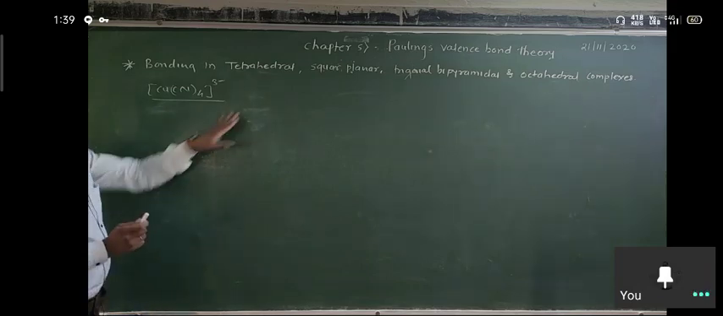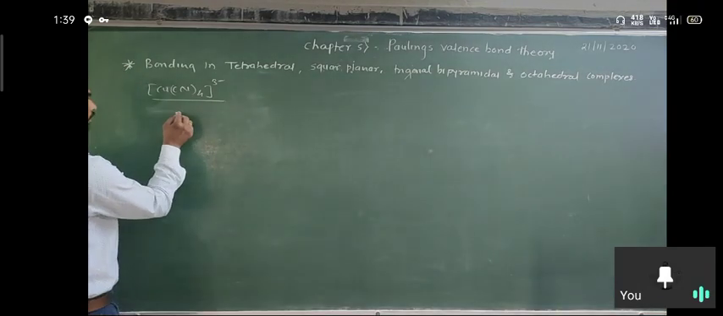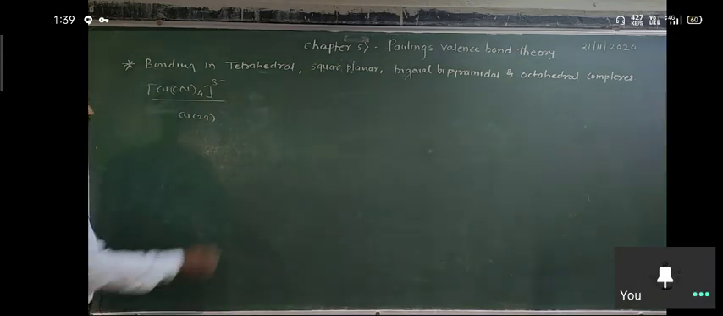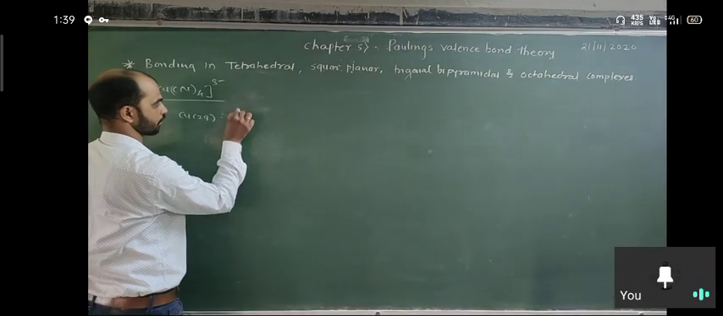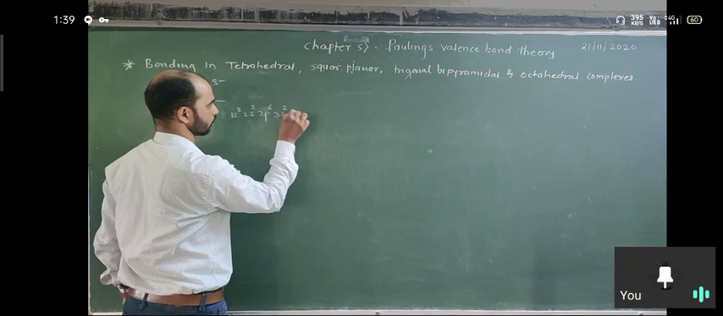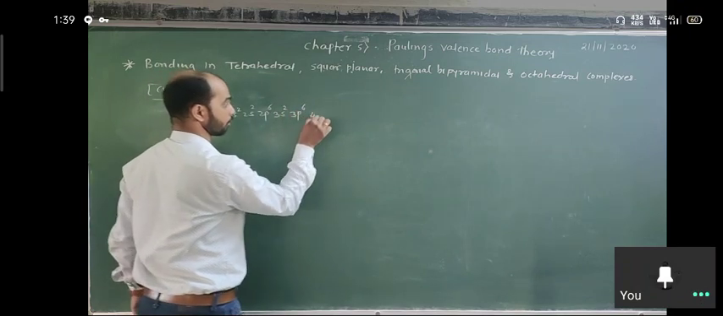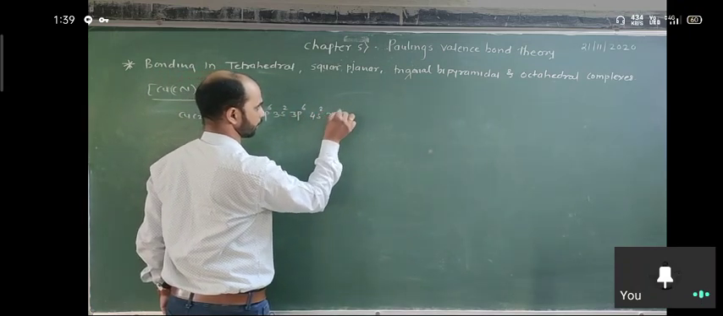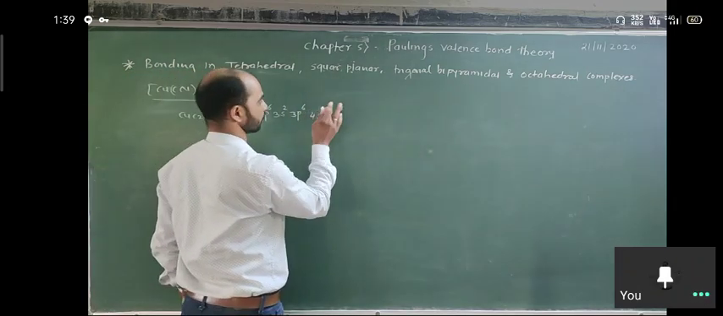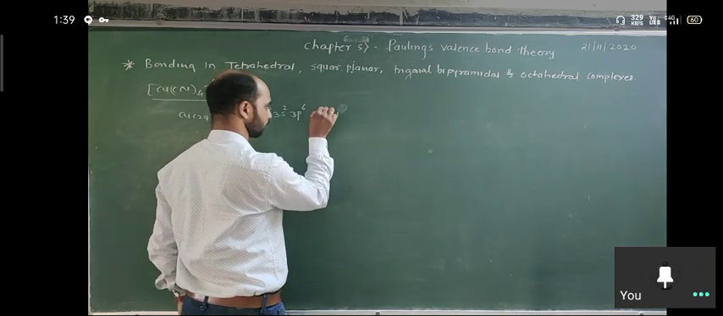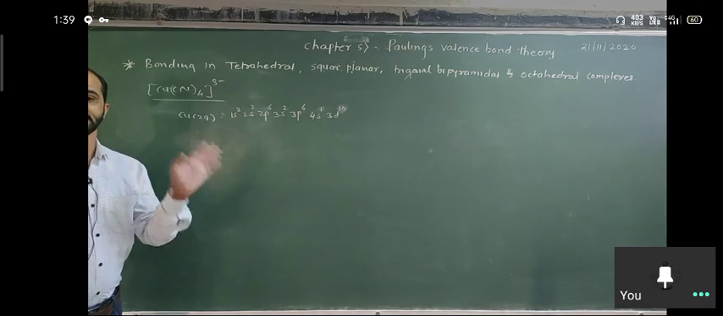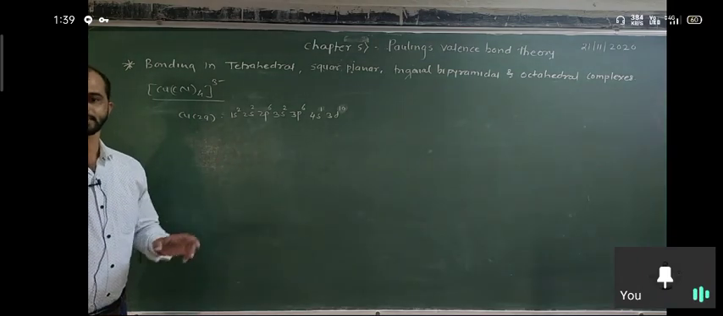So first of all we write the atomic number. Cu is 29, and the electronic configuration is 1s2, 2s2, 2p6, 3s2, 3p6, 4s2, 3d9, right? But actually we write it as 4s1 3d10, the anomalous electronic configuration of manganese and copper.